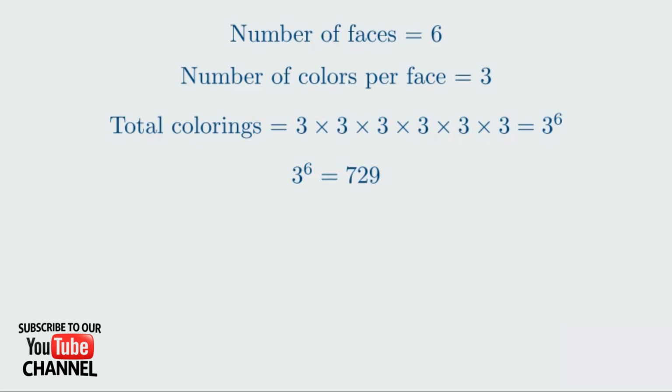However, this number overcounts the distinct colorings because it doesn't account for rotations. For example, if we color one face red and the rest green, rotating the cube might make a different green face appear at the top, but it's still the same coloring. To deal with this symmetry, we'll use a powerful tool, Burnside's lemma.